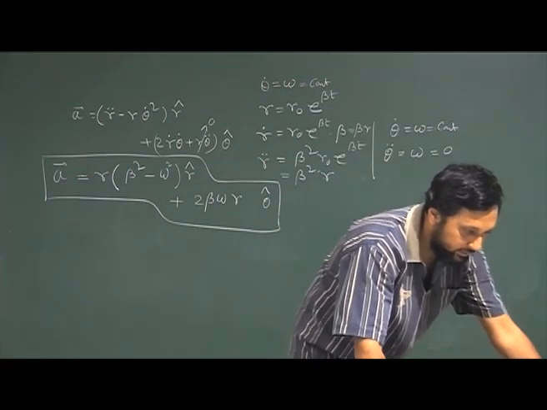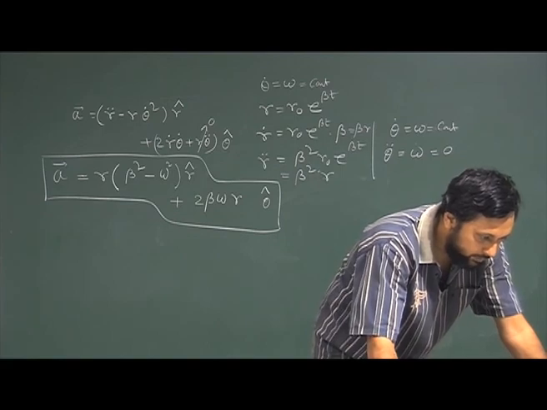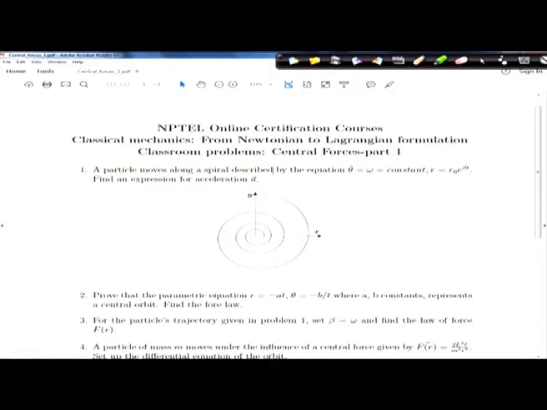Now, let us move to the second problem, which says find the parametric equation r equal to minus a t, theta equal to minus b by t, where a and b are constant. Prove that the parametric equation represents a central orbit, and also you have to find the force law, right. Now, in order to find out whether it is a central orbit, what do we need to do?